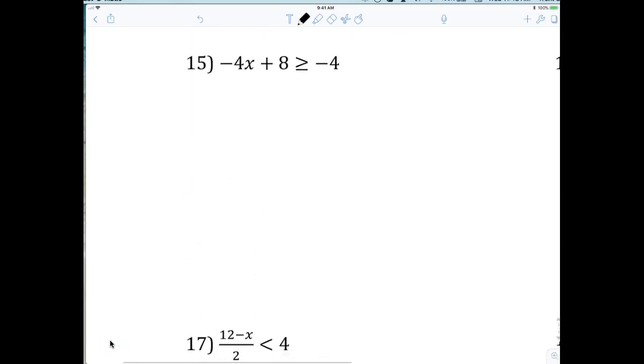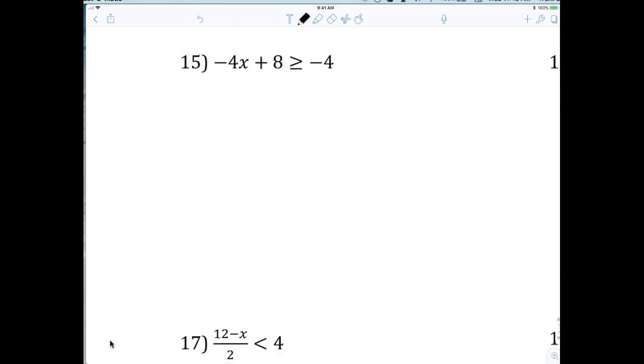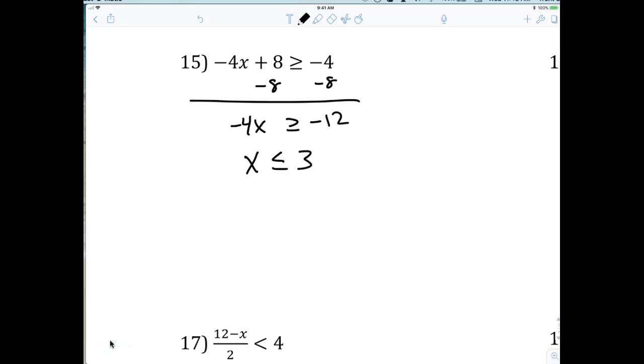Sit up. 15. Now here, we're going to go ahead and subtract 8. So negative 4x is greater than or equal to negative 12. Now you have to remember, whenever you multiply or divide by a negative, the signs have to change. Switch the signs. So x is less than or equal to what? 3. Is everybody with me? Less than or equal to 3. 3, solid, going to the left.